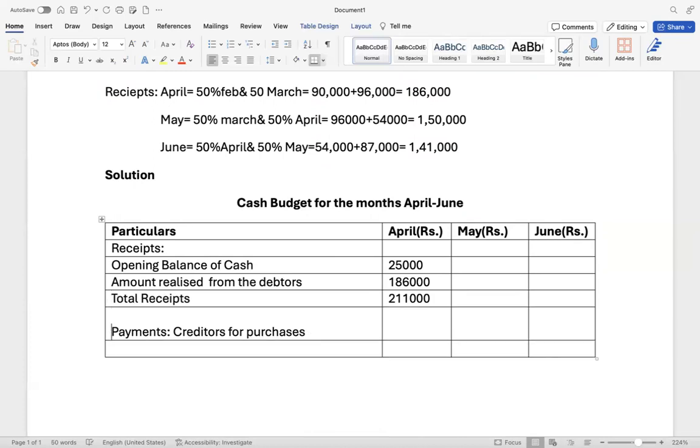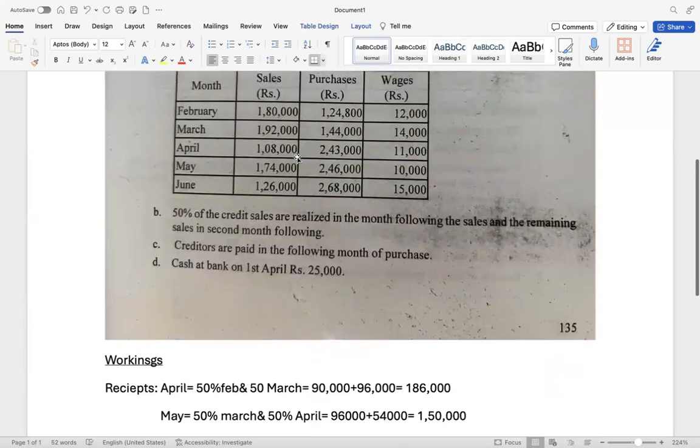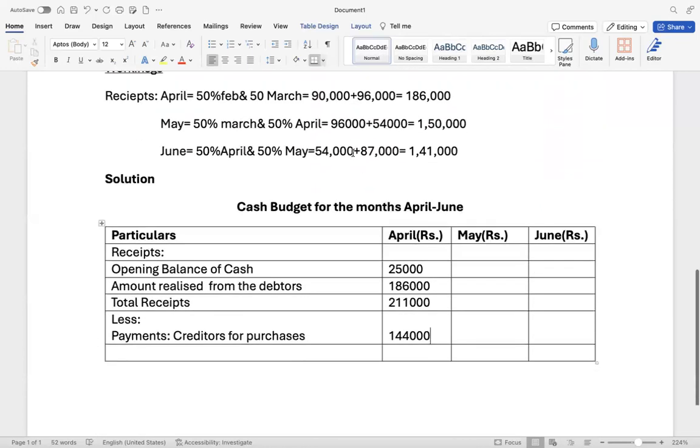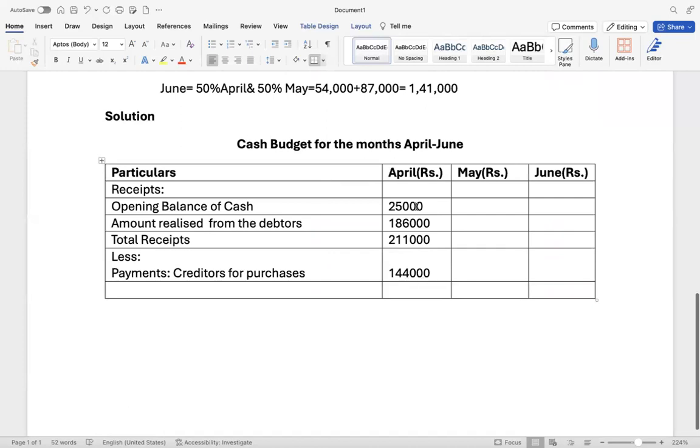Under payments, I would say, creditors for purchases, 1,44,000. This 1,44,000 I'm dropping in the month of April, but this purchase is made in the month of March. Whatever is bought in the month of March, the payments are made in the month of April. So 1,44,000 for the month of April. Then you also have wages, which is 11,000.